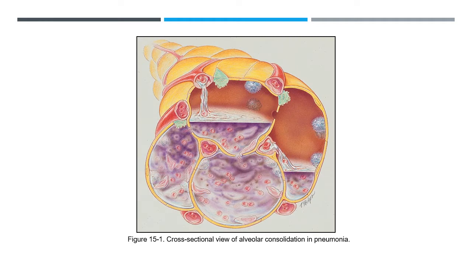A cross-sectional view of alveolar consolidation in pneumonia. At the bottom, you can see alveolar consolidation, leukocytes, macrophages, red blood cells, and type 1 cells.